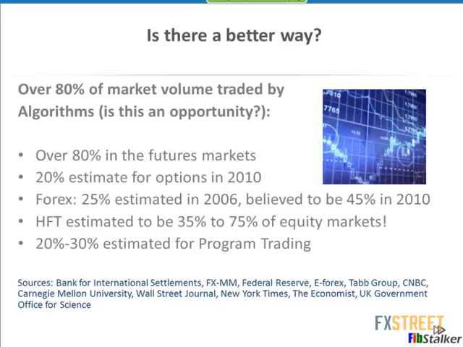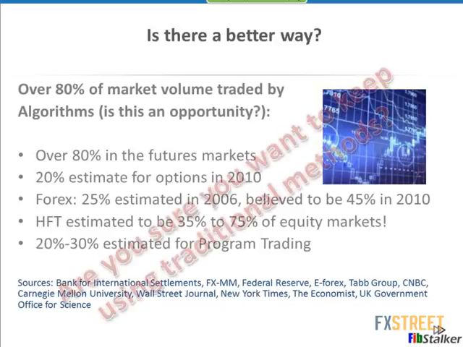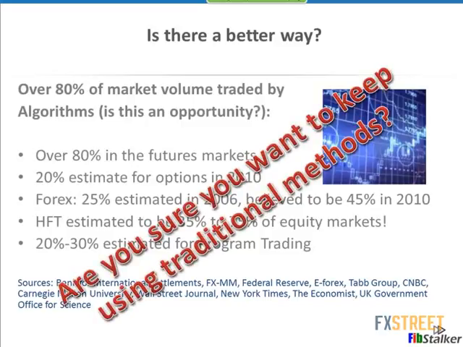Then there is high frequency trading, which is a very known phenomenon, with an estimate of 35% to 75% on European and American equity markets. And finally, program trading, which is an important class of algorithmic trading, and the class I focus on, which is known to be responsible for between 20 and 30% of the overall volume. If I gather this information from the source you see here, the question I have then, based on this, is: are we sure that we can keep using traditional methods and still be effective? Of course, my answer is no.